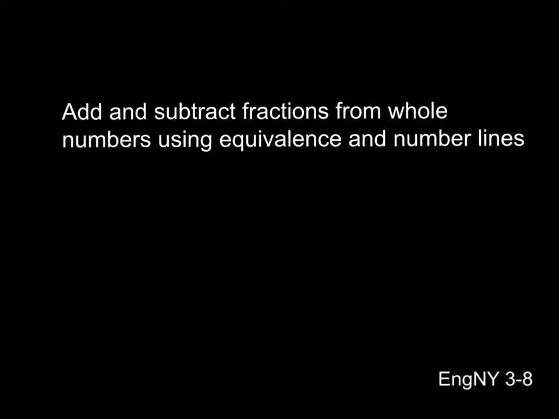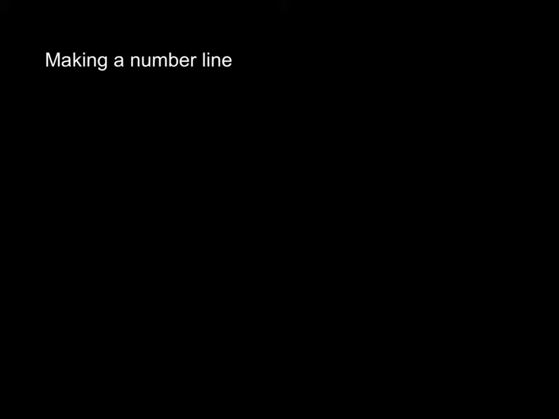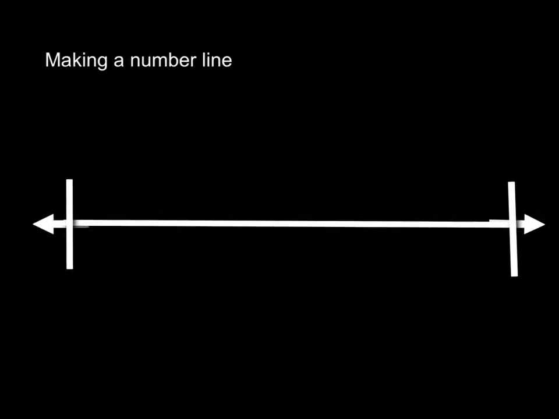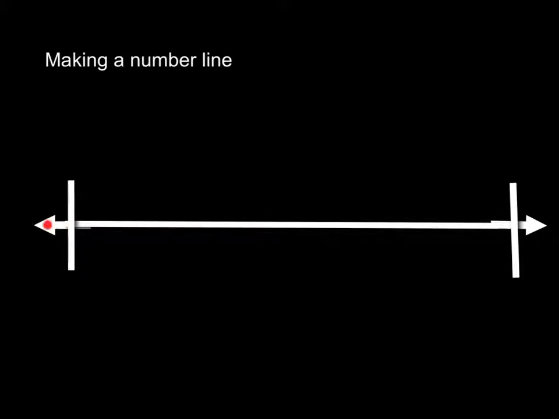This video is about adding and subtracting fractions from whole numbers using equivalents and number lines. Now before we go too far, I want to review how to make a number line because there was some confusion about that. Big idea with that is you have a line, and I have arrows at both ends because the number line, being a line, keeps going forever and ever. If it was a line segment, it would stop.